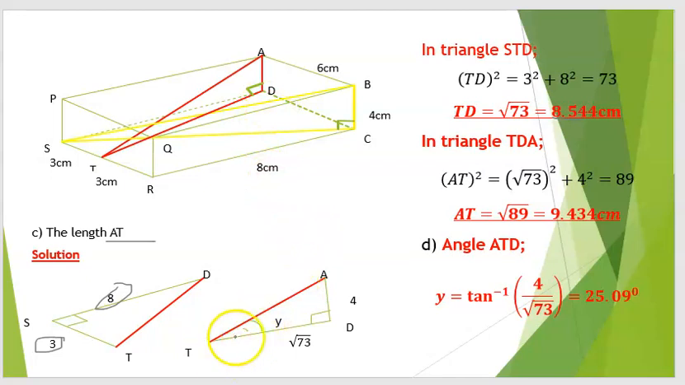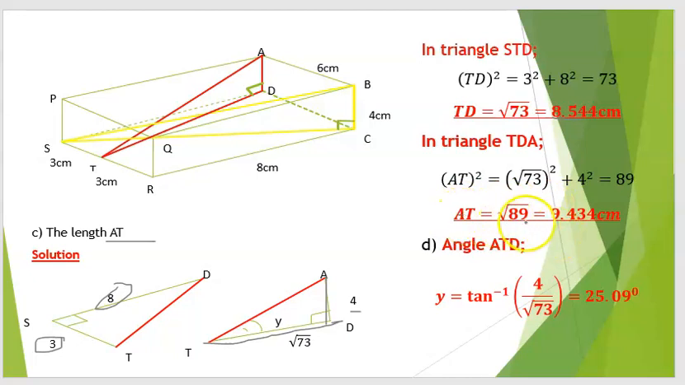Therefore, to get the required length AT, I've already gotten TD as the square root of 73, and the other one, AD, I have as 4. Therefore, I use the Pythagoras theorem again, where AT squared equals the square root of 73 squared plus 4 squared, which equals 89.